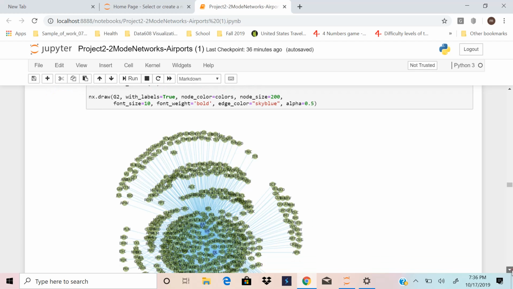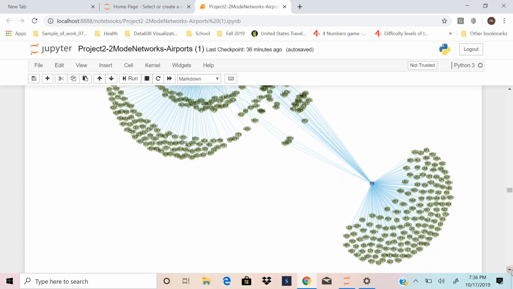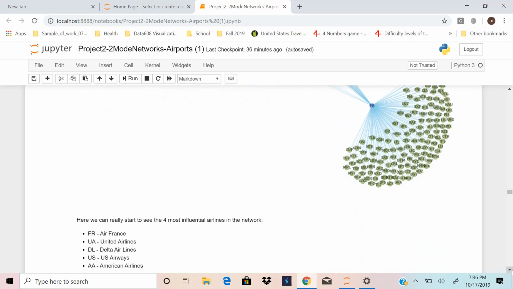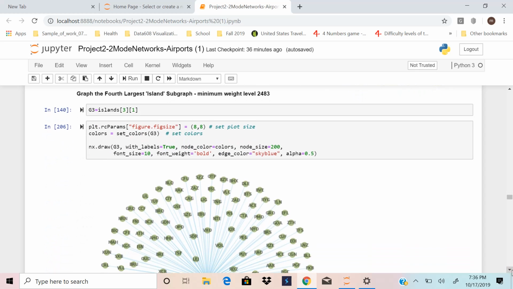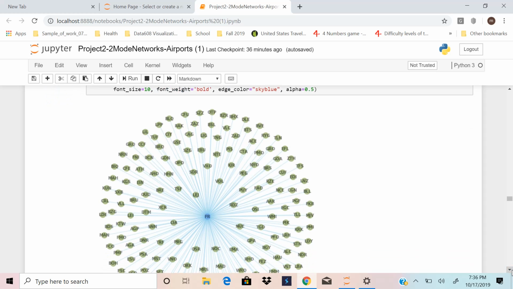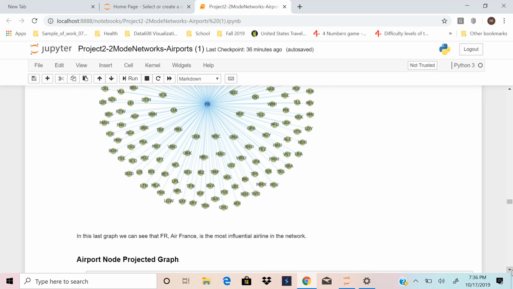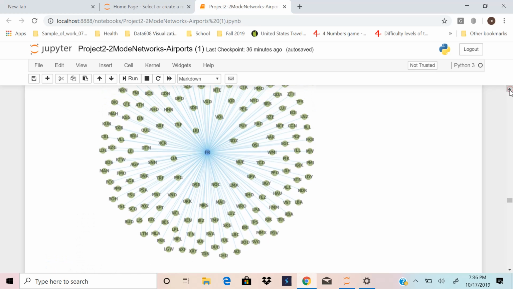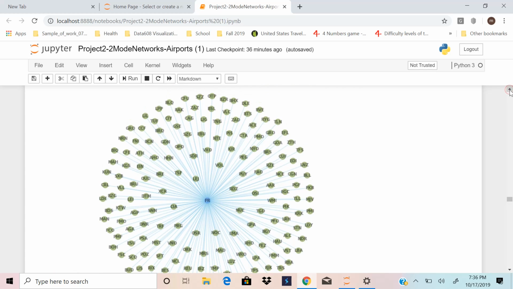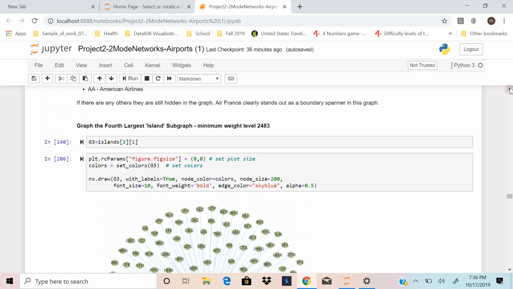Then we got the third level. You can see Air France, United, Delta, US Airways, American Airlines. The biggest one is actually, I believe, Air France. You can see that Air France operates at so many different airports.